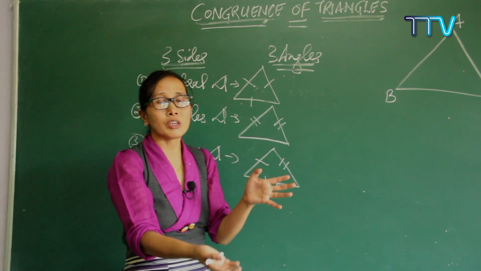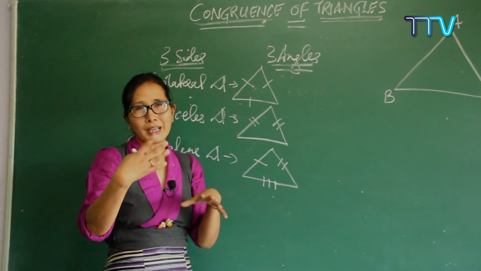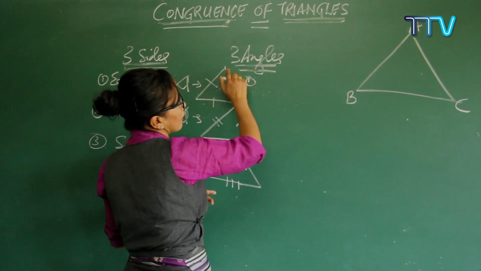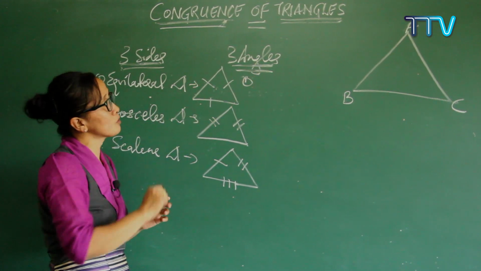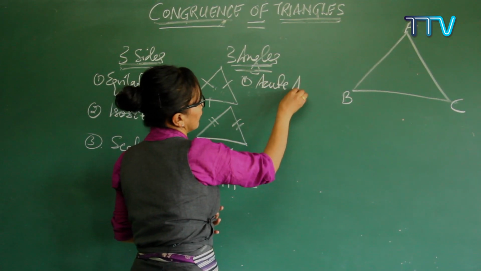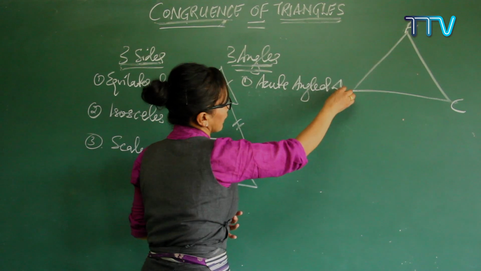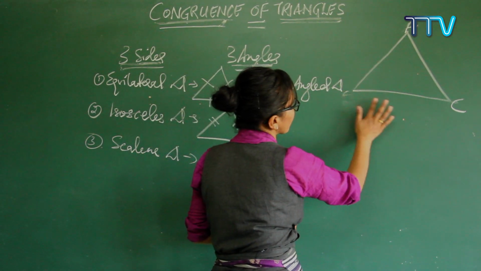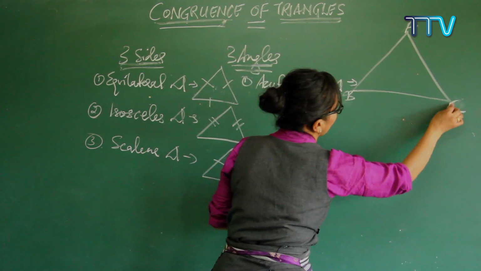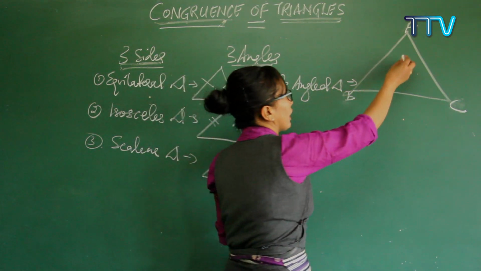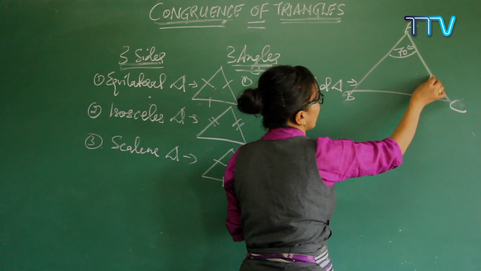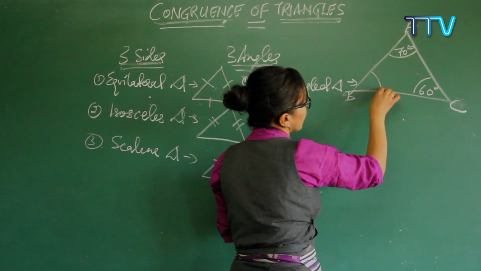When you look at the angles, you can also classify triangles in three types. On the basis of angles, the first one is the acute angle triangle. Let me write it here. What types of triangles are there in acute angles? This is called acute angle. Let me write A, B and C. Let me give an example: if this is 70 degrees, this has to be 60 degrees, and this has to be 50 degrees.